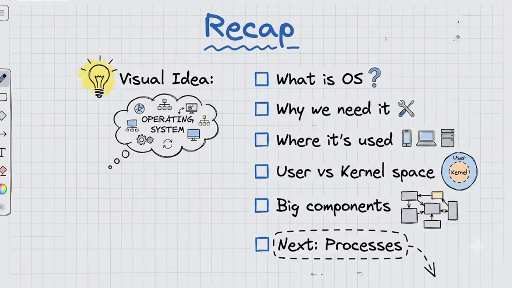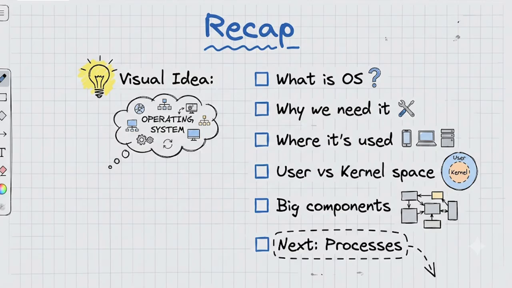Let's quickly recap what we did in this video. We defined the operating system as the main system software that manages hardware and applications. We saw why we need an OS. Without it, what would the situation be? Security problems and no easy way to share resources. We looked at where the OS is used, like PCs, phones, servers, and even small embedded systems.